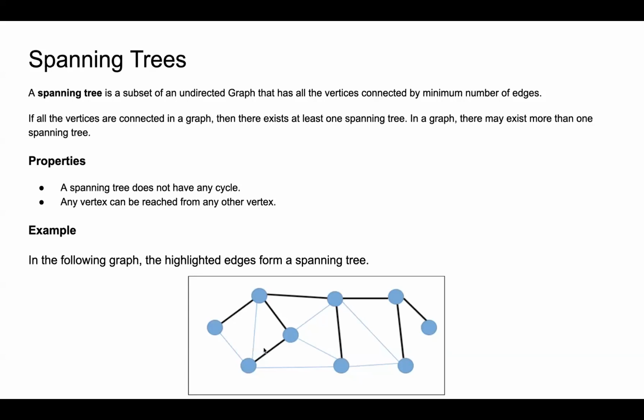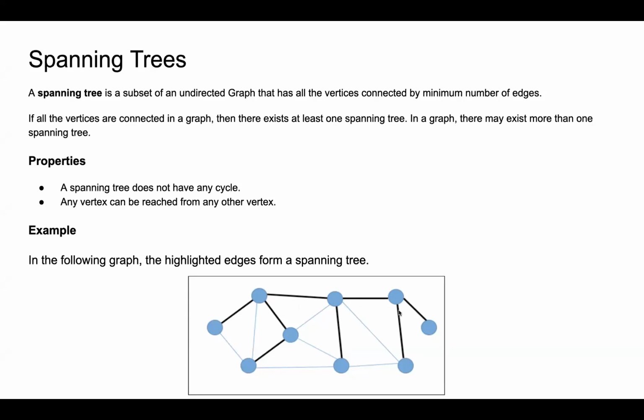Okay, minimum number of edges means what? We can see this whole graph, and we can see all the nodes are connected by these solid lines which are black in color. So the graph which contains these black edges is the spanning tree of this whole graph. These blue lines are not contained in the spanning tree. These black lines are only there in the spanning tree.